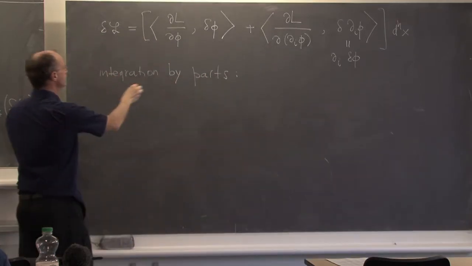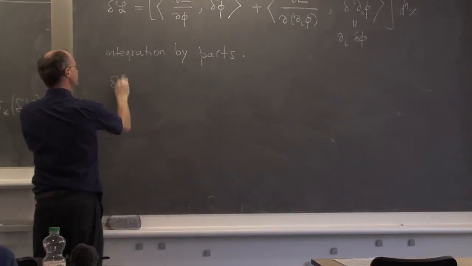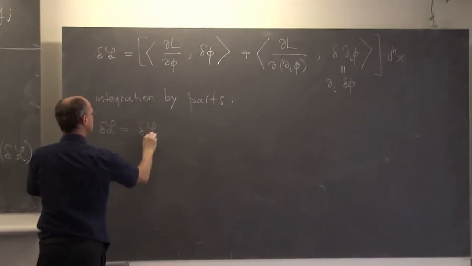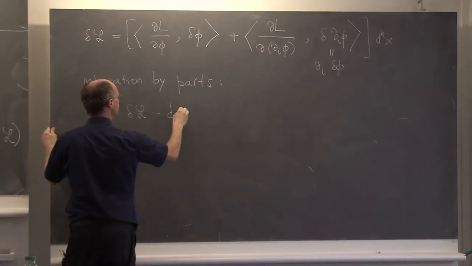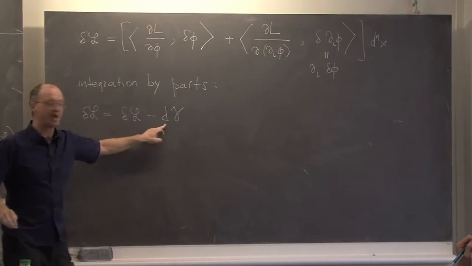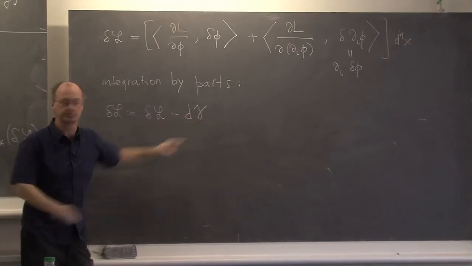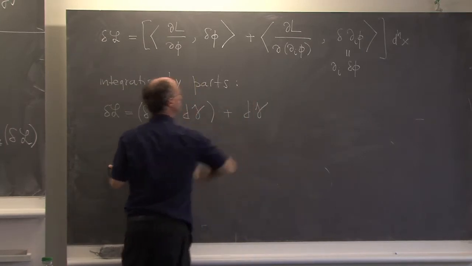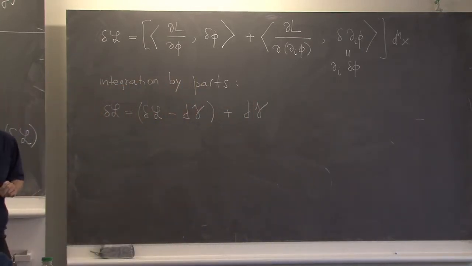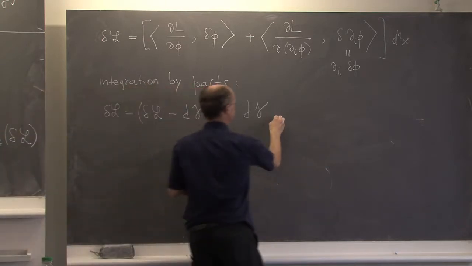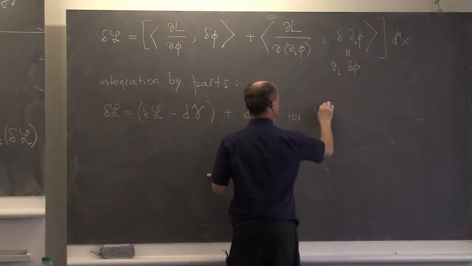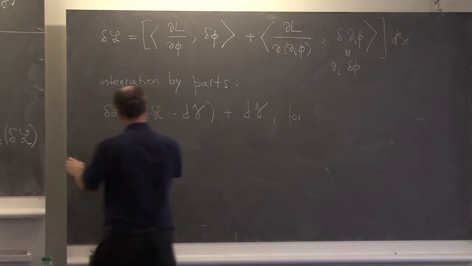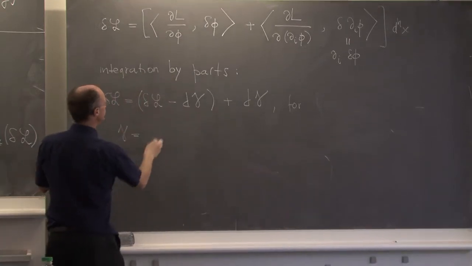In fact, it's the following trick. So I say that delta L is equal to delta L minus the differential of something, plus the differential of something, where gamma is the following expression.